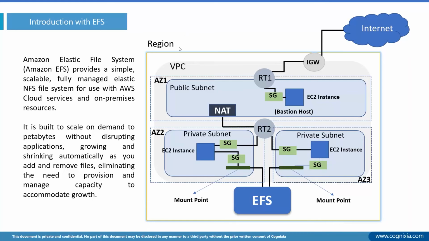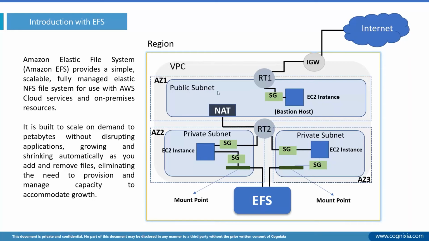And region is what? Region is a separate geographical location. And let's say we are using two or three availability zones. These are three availability zones in this region, and we have a number of subnets. These are basically the subnets, or you can say the part of the network within this VPC. So these are three subnets. One subnet is public, and the rest two subnets are private.